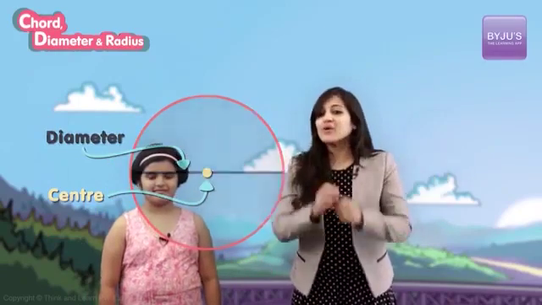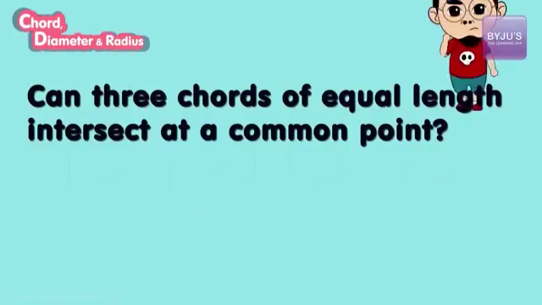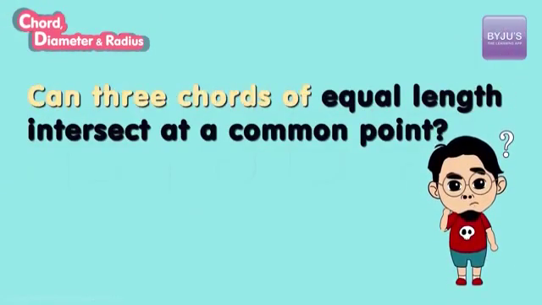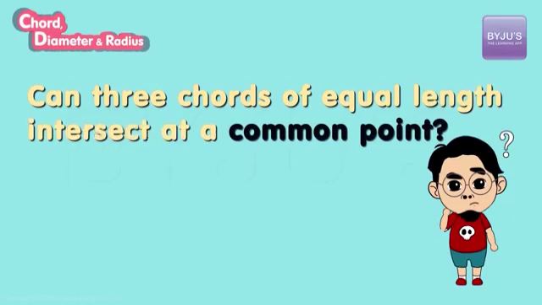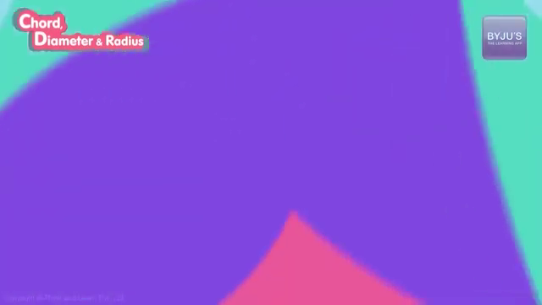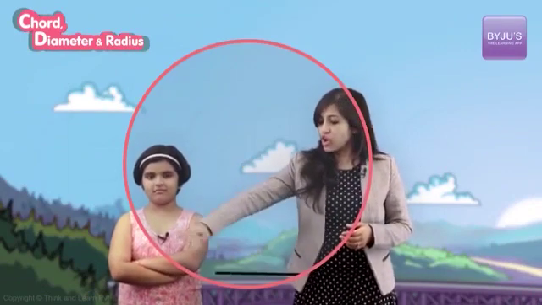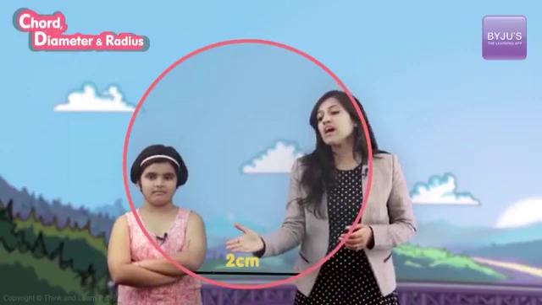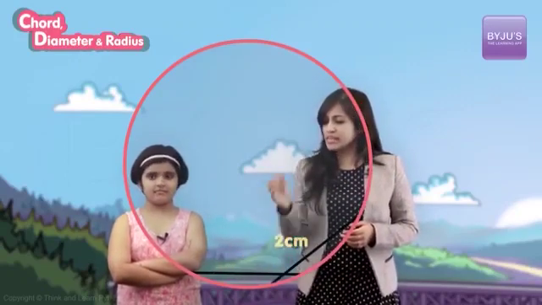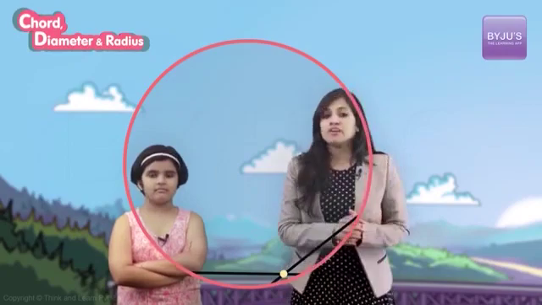Brilliant! Now, let's do a tougher task. I want to somehow make three chords of equal length intersect at a common point. So let's try it out. This is a circle of radius 4 centimeters. This is one chord, say of 2 centimeters. I can make another chord of 2 centimeters and make them intersect at a particular point. That's pretty simple. Now, here comes the tricky part.